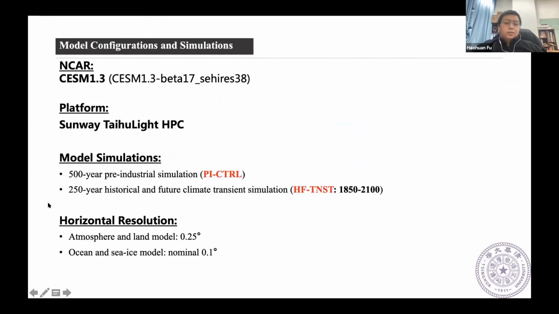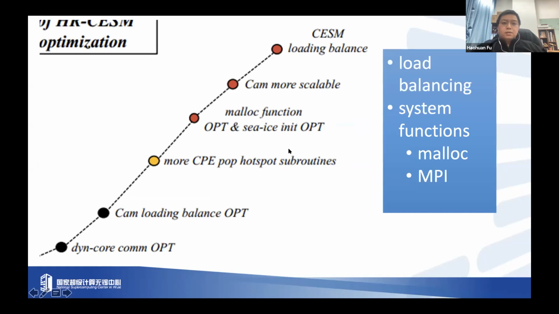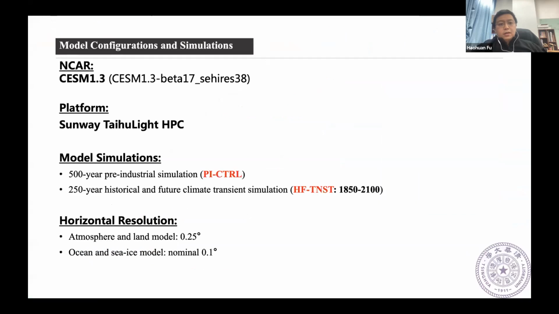The performance results came in the year 2019. For the entire model, we can achieve a speed that's very close to 5 simulated years per day. I think that's a good starting point for scientists to start using this to do multi-century simulation.